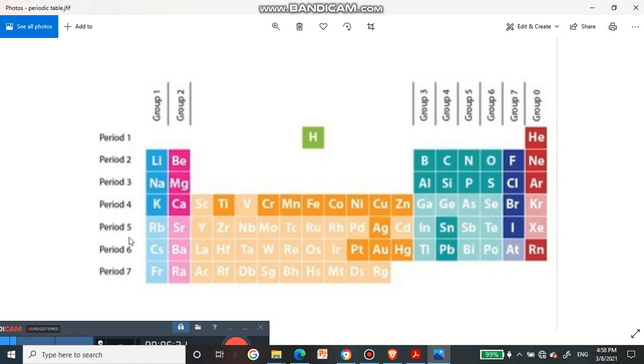We have metals, transition elements, and the s block and p block, which are called representative elements. In the middle we have transition elements, and at the end of the right side we have the group of inert gases or inactive elements, which we can call group 0.